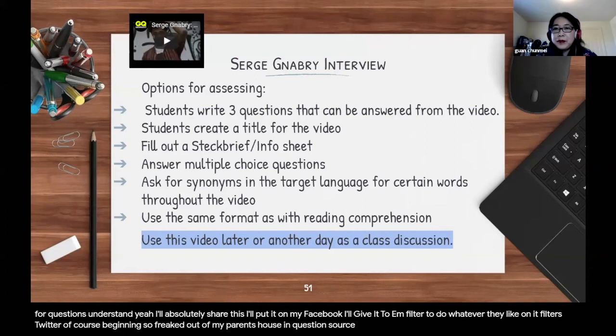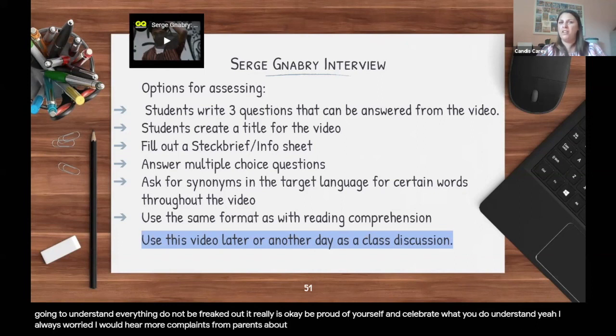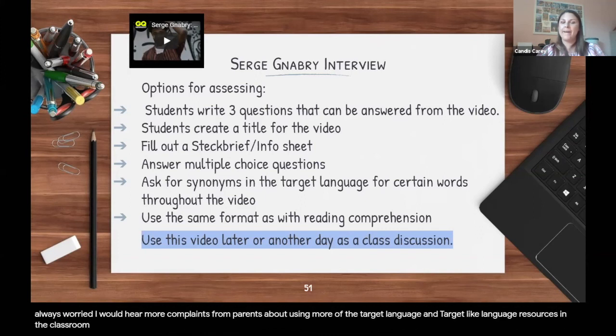Oh, I'm not sure. Again, I just give them that precursor. You're not going to understand everything. Do not be freaked out. It really is okay. Be proud of yourself and celebrate what you do understand. I always worried I would hear more complaints from parents about using more of the target language and target language resources in the classroom, but I haven't. On occasion they'll say, oh, my child said they don't understand because it's in German. But I invite them. You can even invite the parents to come to your classroom.